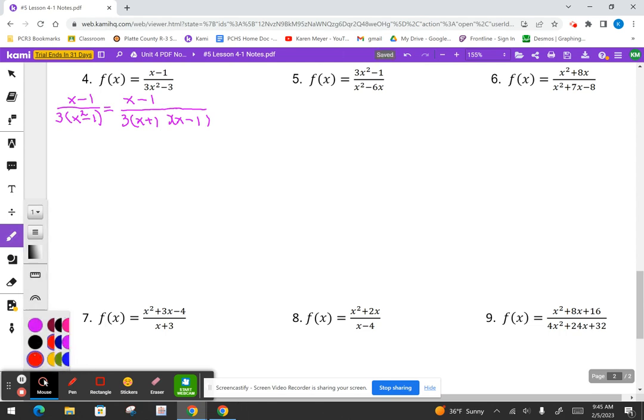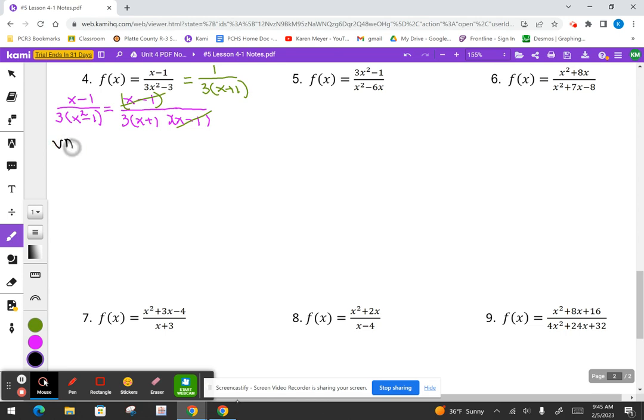Then I always say, does something cancel out? And hopefully you're going to say, why, yes, it does. This x minus 1 and this x minus 1 cancel out. So I'm really looking at, and I'm going to write it up here. If I get rid of everything on the top, I'm still left with 1. And then on the bottom, I have 3 parentheses x plus 1. Because something canceled out, I will have a POD on this one.